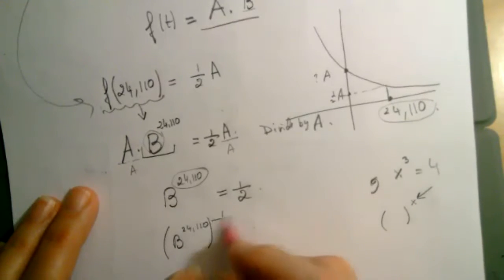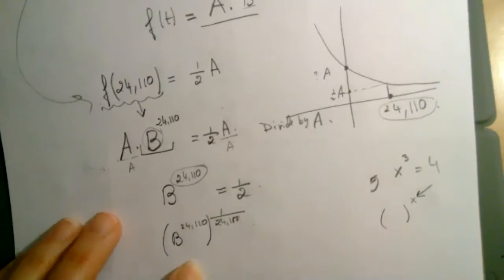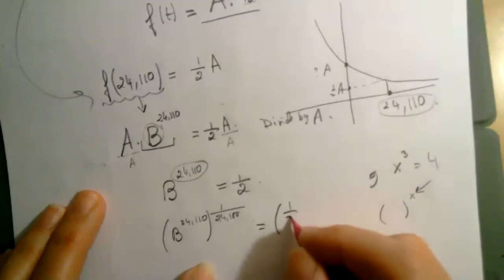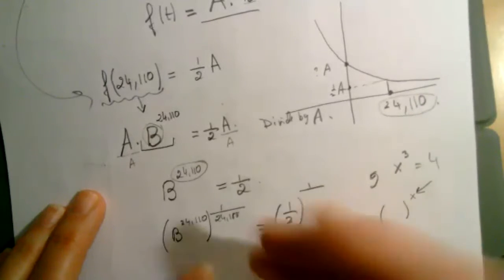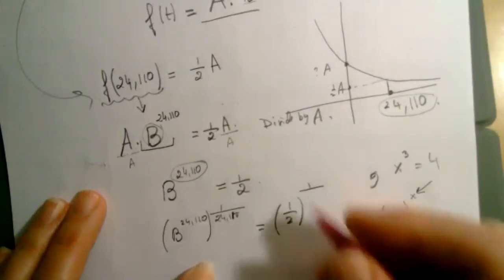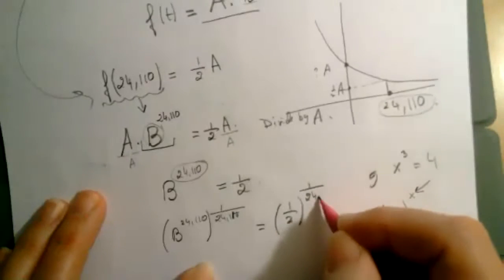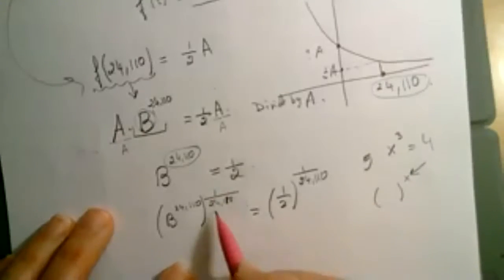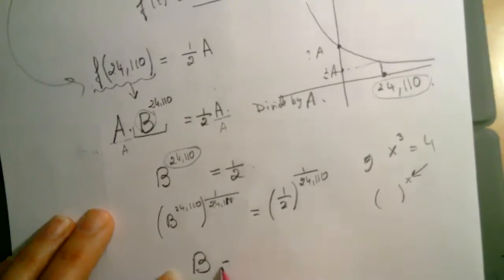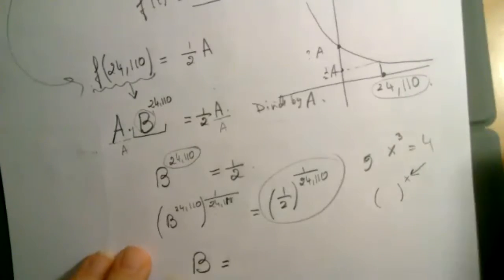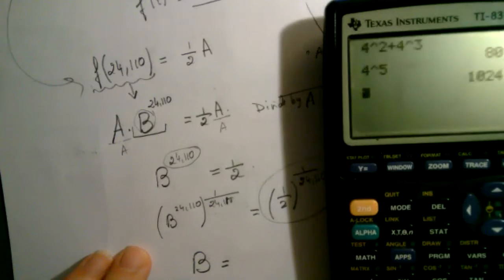To the power? To the power 1 over that. That's what kills the number. So this is going to give me 1/2 to the power of the 24,110 roots, if you want, to the power of that. Now, this to this power will give me the B back. And this is just a number that we can compute. It's a really weird number, but we can actually compute it.